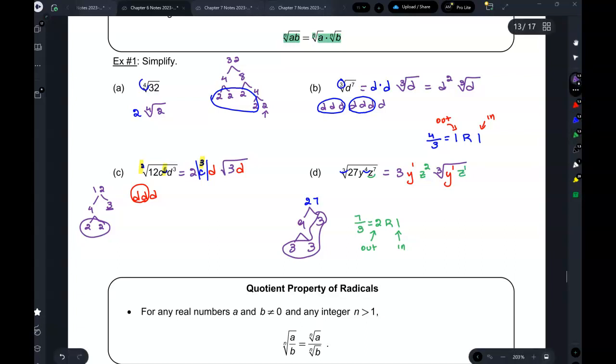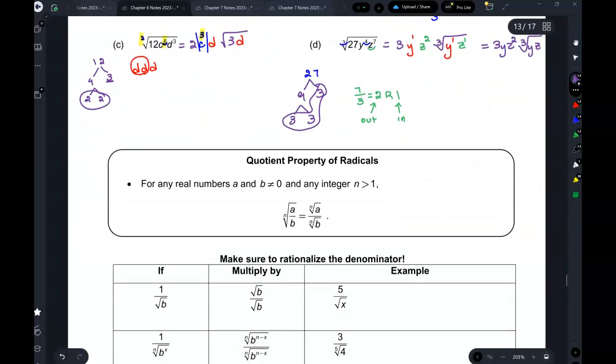So finally, this is 3y z squared cube root of y z. And there is no even odd situation here, so that's the final answer. Okay.